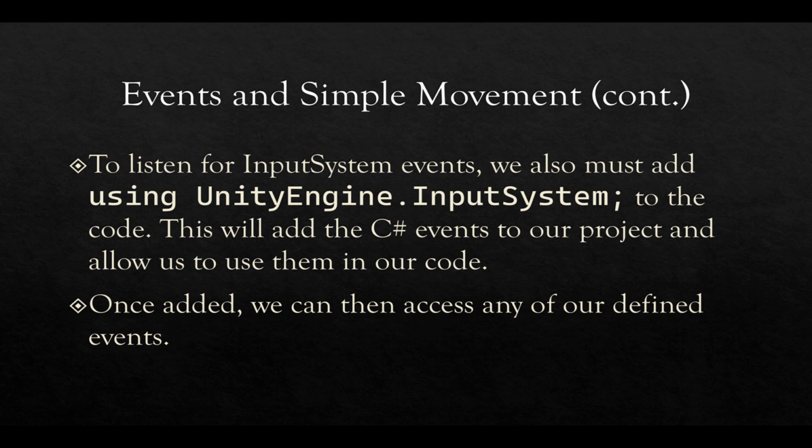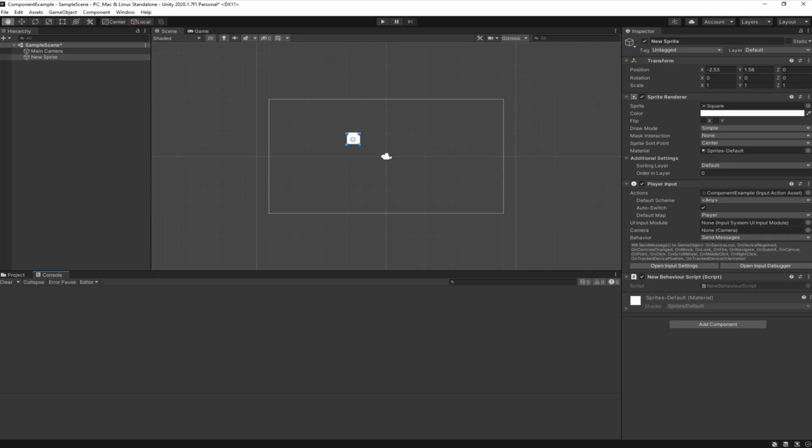So this will add the C# events to our project and allow us to use them in our code, which is what we want. Once added, we can then access any of our defined events. If you're not familiar with defined events, I talked about them very briefly in a previous video. So let's go look at them as part of InputSystem. We'll write some code and then we'll start to move things around. So, okay, let's go back to Unity.